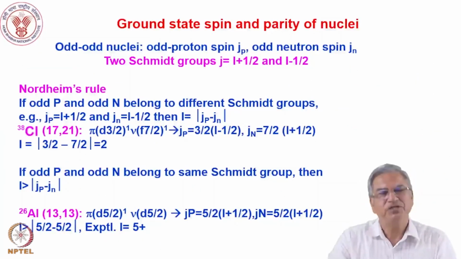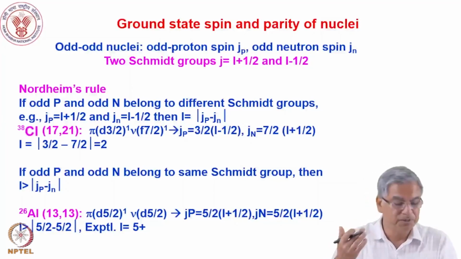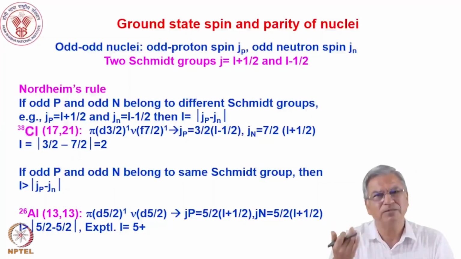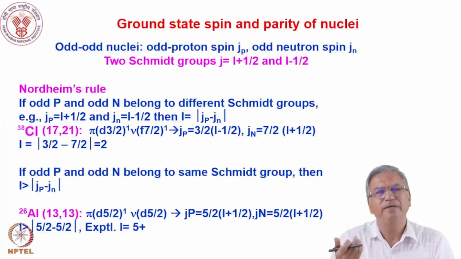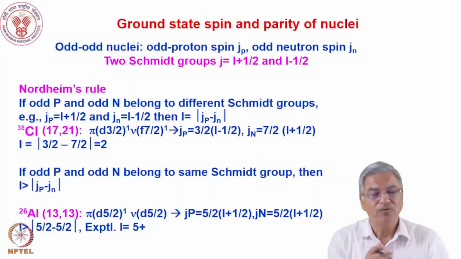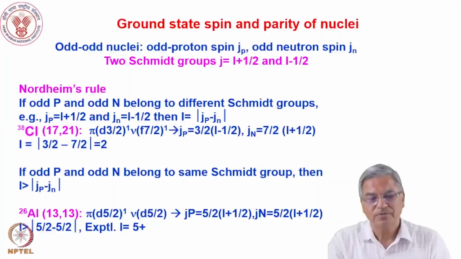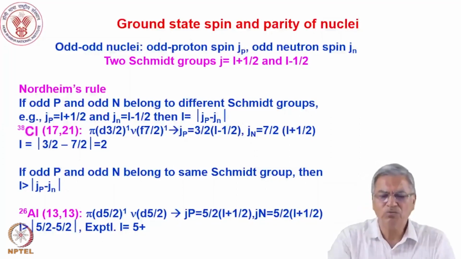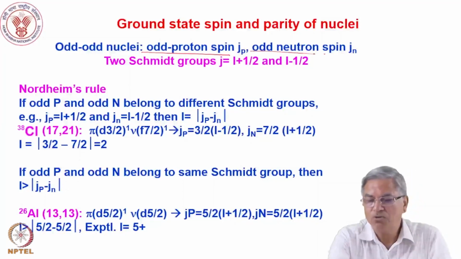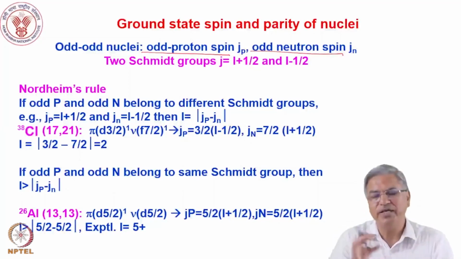Okay, so we discussed the even nuclei, ground state spin is 0. We discussed the odd A nuclei. Odd A nuclei ground state spin is the J value of the last occupied orbital, and depending upon the orbital, the parity can be defined. And now let us see for odd-odd nuclei how we can calculate the ground state spin. For odd-odd nuclei, we have an odd proton spin, Jp, and an odd neutron spin, Jn. This Jp and Jn will couple together to give you the resultant spin of the nucleus.